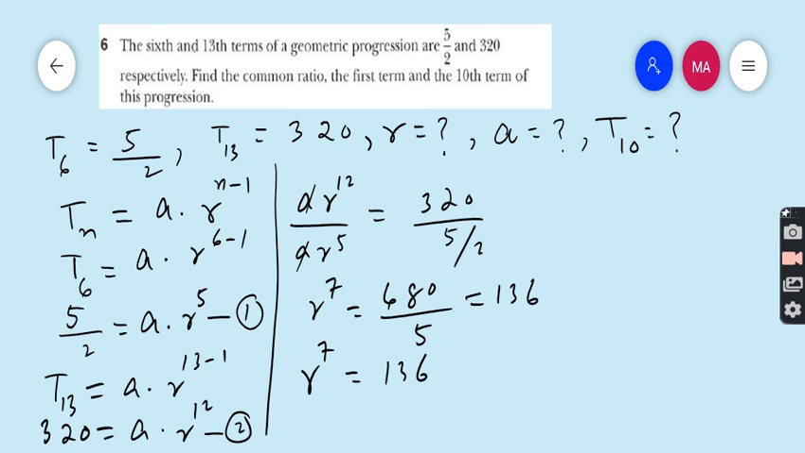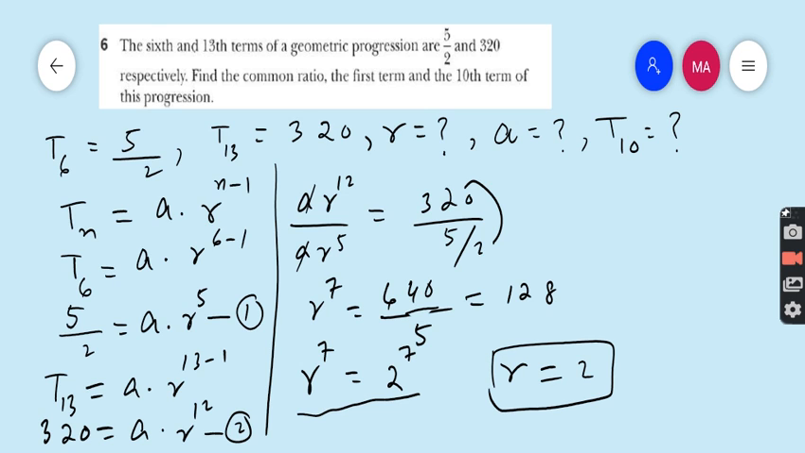Sorry students, 320 into 2 is 640. 640 upon 5 is 128. And 128 can be written as 2 to the power 7. So according to the rule of indices, if the powers are the same and the bases are different, then we can say the bases are also the same. Hence r is 2.